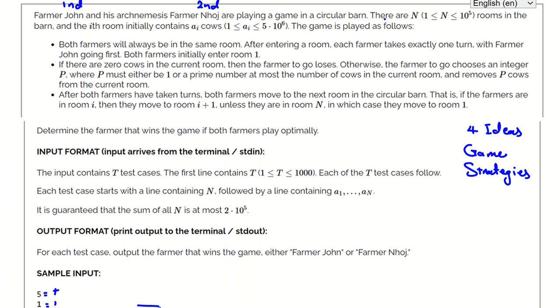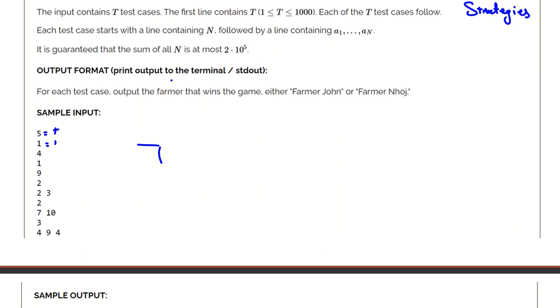A circular barn and rooms. The ith room initially contains AI cows. Okay, so here we have, for example, 4 cows. And then it says in each step, for example, first player plays, then second player, then again first player and second player. And in each step, they can take 1 or a prime number. The player that cannot play is the loser.